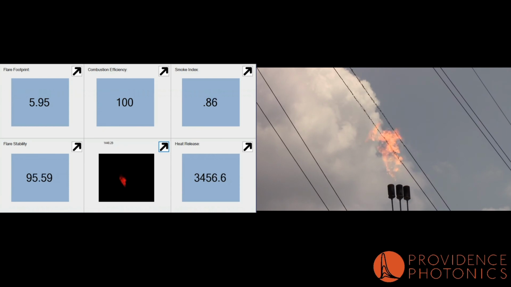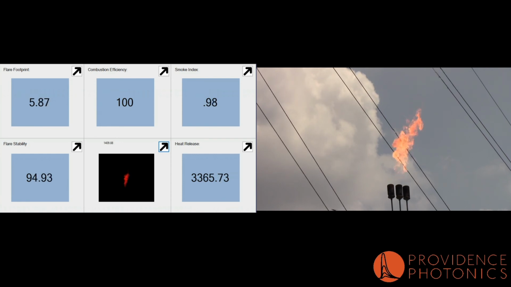So what you're looking at right now is a propane flame. This is a higher flow rate that we can send to the flame. And you'll notice a nice orange flame in the visible image. Combustion efficiency is quite high, 100%. And there's our smoke index, you'll see, is less than 1. There are no visible emissions here. And flame stability is in the lower 90s.